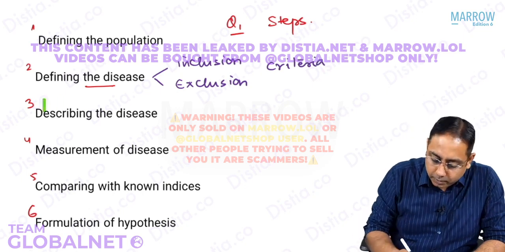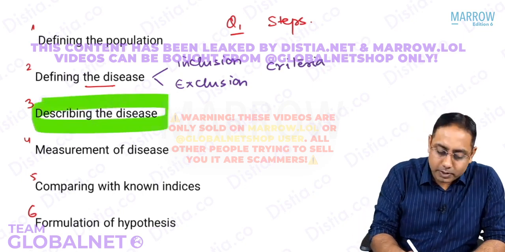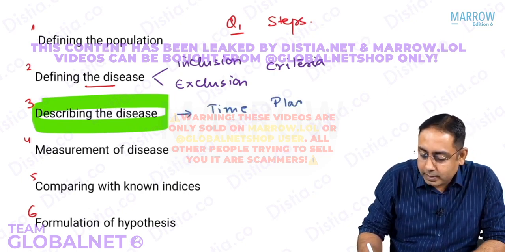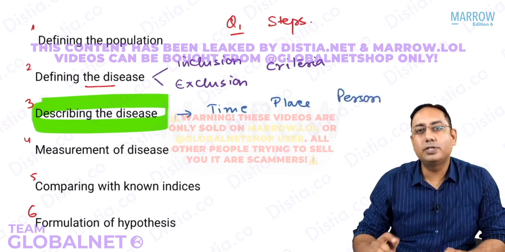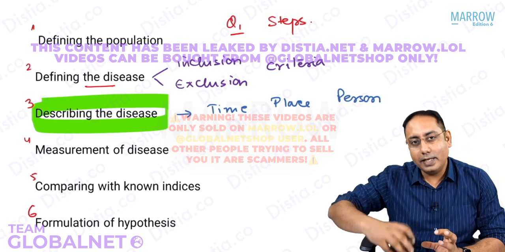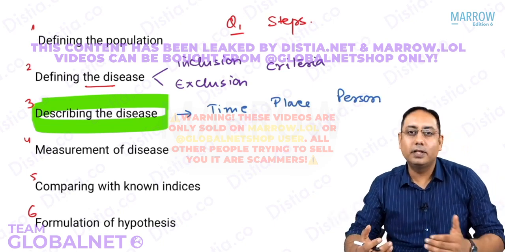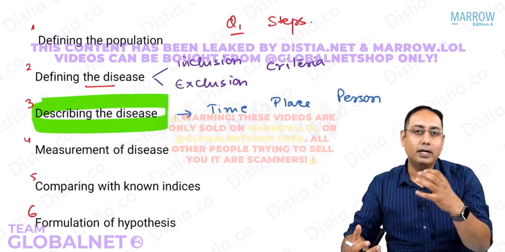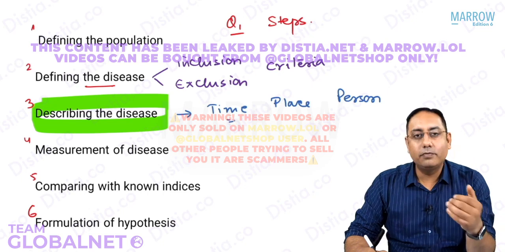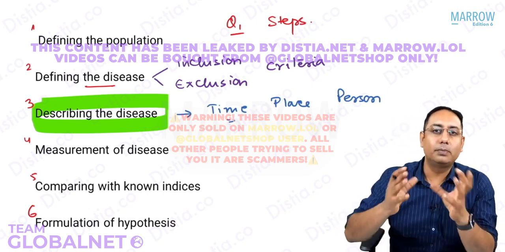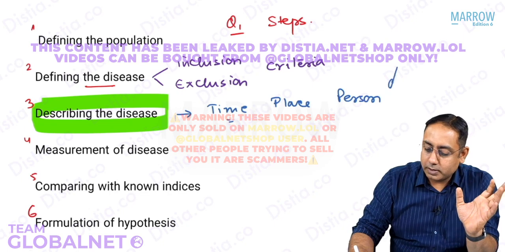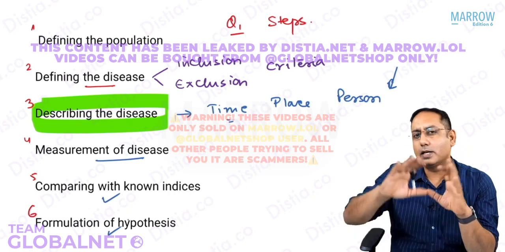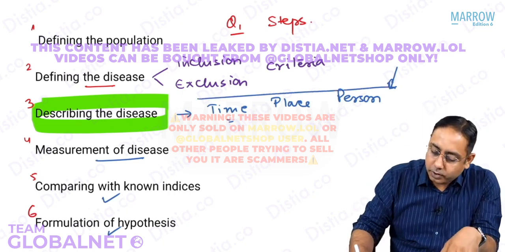And then comes the most important aspect of describing the disease. You describe the disease in terms of what? MCQ, you describe in terms of time, place, and person distribution. So you see the time trends, you see the place trends, and you see the person trends, whether it is more in elderly or young. You see whether it is more in rural areas, urban areas, different areas. Then you see whether it is having short-term or long-term trend. You see all these things. This is the focus of the video today. Next, you measure the disease, you compare with the known indices, and you formulate a hypothesis. So this is what you need to learn today.